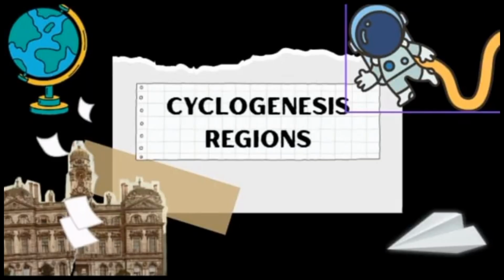Now we move on to cyclogenesis regions. But when we say cyclogenesis, what does it mean? This term is used to describe any development or strengthening of a mid-latitude cyclone. It's essentially the birth and intensification process of these large-scale weather systems. When we say intensification in the context of mid-latitude cyclones, it refers to the strengthening of the storm. This involves a decrease in central pressure and an increase in wind speeds, leading to more vigorous and organized weather systems.